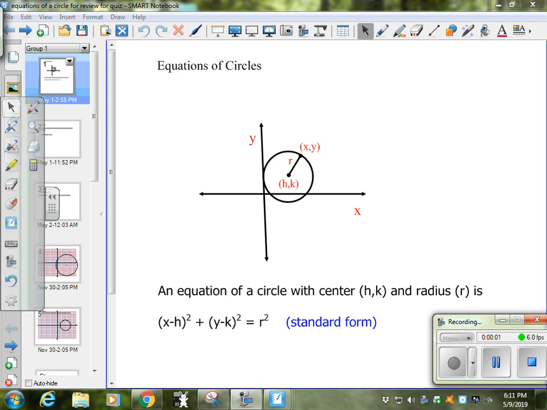Okay, so a quick review of equations of a circle. The standard form is (x minus h) squared plus (y minus k) squared equals r squared. Remember, your center is (h, k) and your radius is r here. Using just the x and y for your h and k, which is your center.